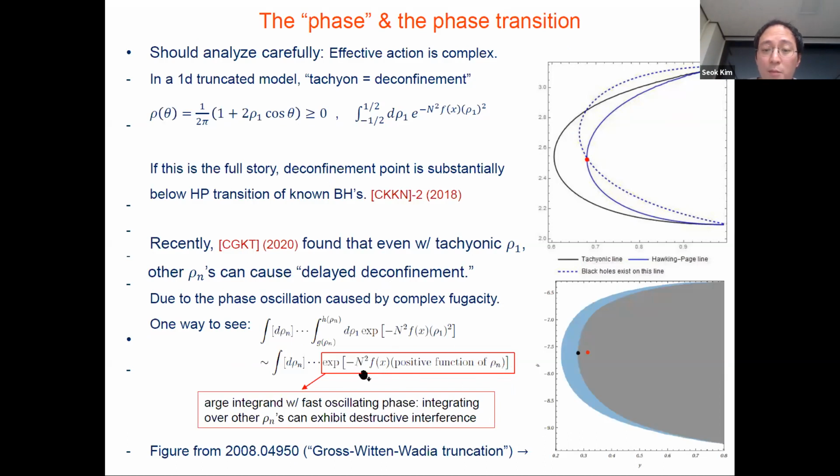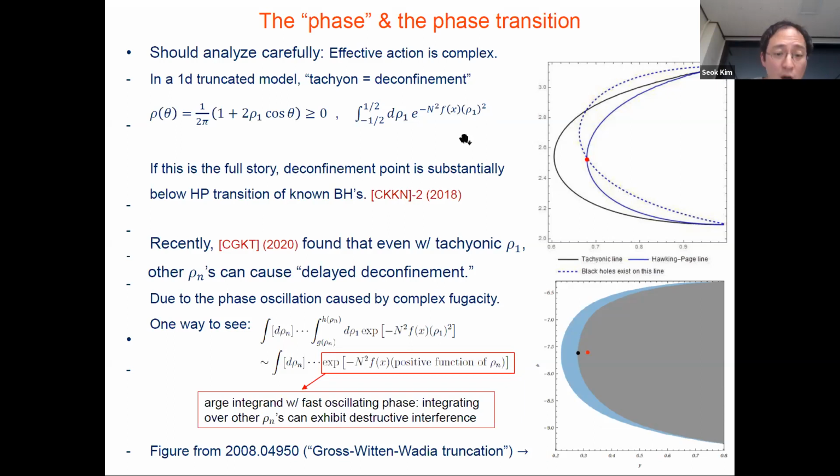large free energy, having a large and positive real part. Of course, you have a fast oscillation. Of course, you have a macroscopic imaginary part, but that's okay. If the absolute value of the leading entropy is macroscopically large, that is deconfinement.